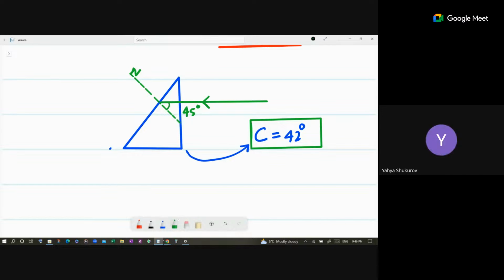I would draw a few paths. Total internal reflection. Okay, this is path 1, this is path 2, this is your option A, this is your option B, and let's say this is your option C. If I say that this is also 45 degrees, do you think that this would happen?